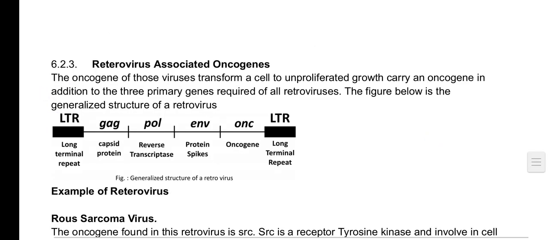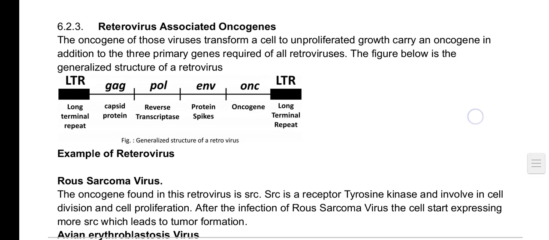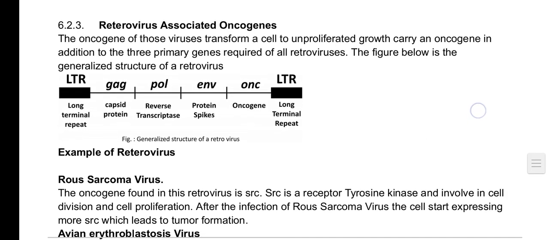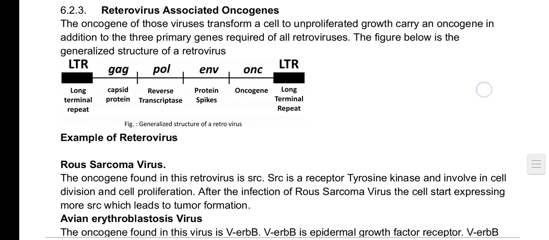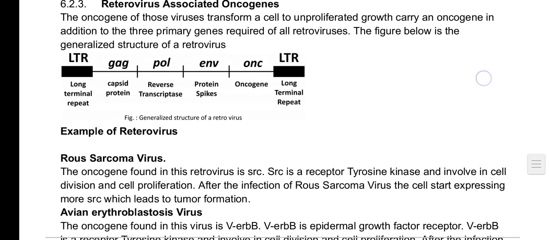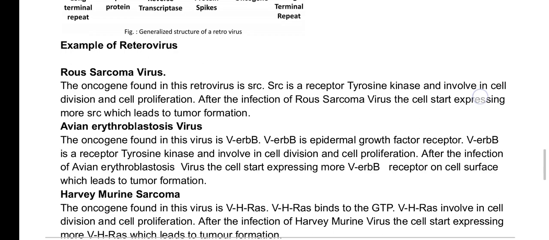Next, retrovirus-associated oncogenes. Viruses that transform a cell to unregulated growth carry an oncogene in addition to three primary genes required for all retroviruses. The figure shows the generalized structure of a retrovirus: LTR, GAG, POL, ENV, ONC, and LTR. Long terminal repeat, capsid protein, reverse transcriptase, protein spikes, oncogene, and long terminal repeat. So this is an example of a retrovirus.